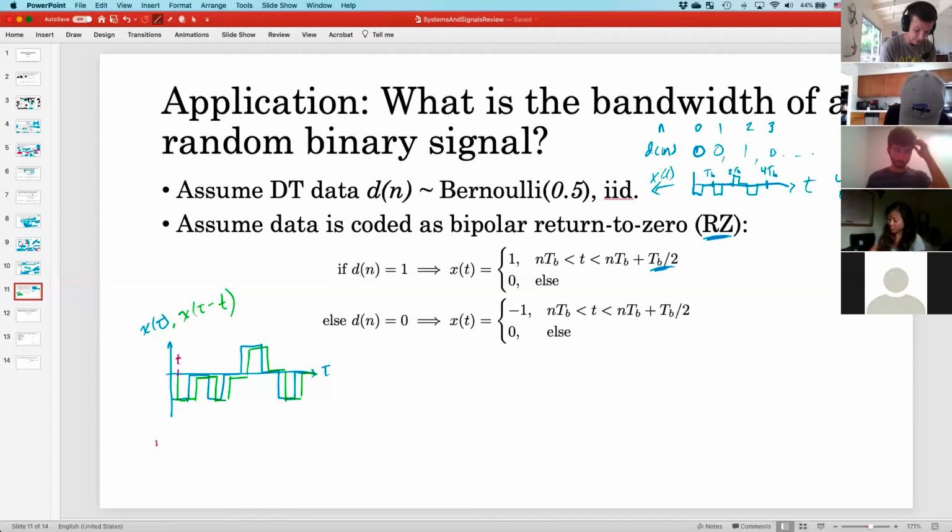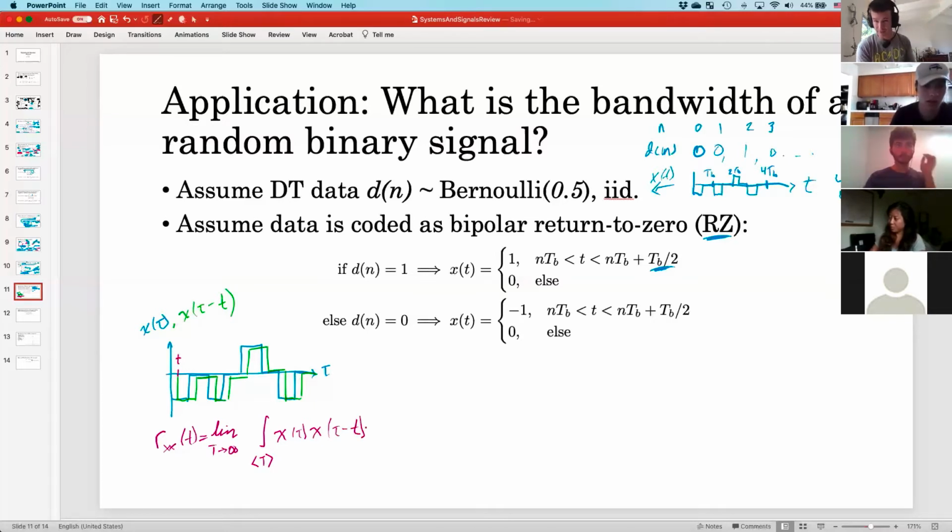So that is r sub xx of t looks like the limit as big T goes to infinity of some interval of length big T, any interval that is, of x of tau times x of tau minus little t conjugate. But since x of t is real, I'm going to forget the conjugate here. Integrate over tau. Okay, so at least we have the right form of the autocorrelation function.